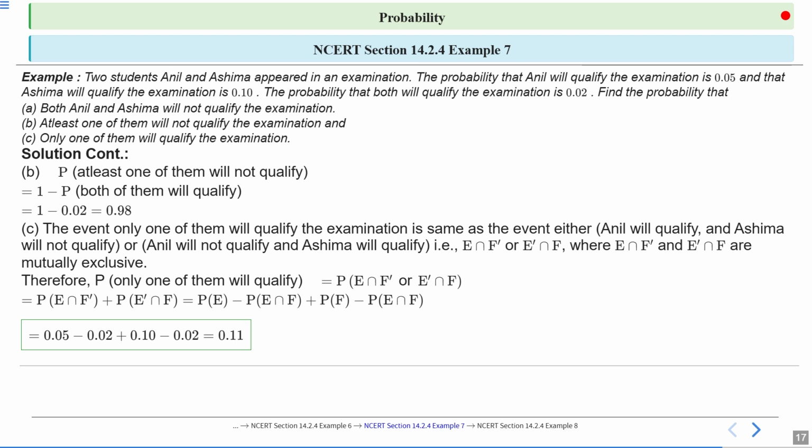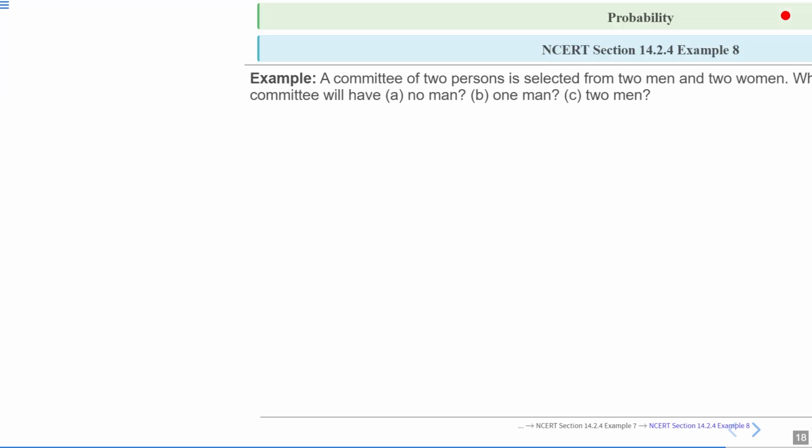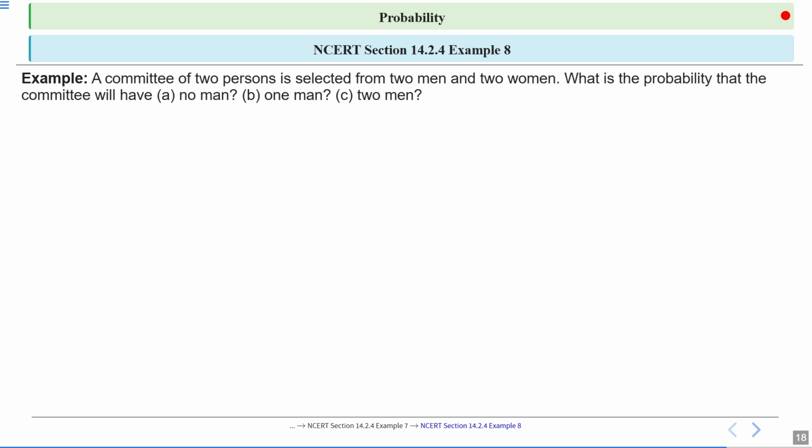So now let us move to the next example. Look at example number 8. In this example, we have a committee of two persons selected from two men and two women. What is the probability that the committee will have no men? What is the probability that the committee will have one man? And what is the probability that the committee will have two men? So students, how can you approach this example? Try this example.